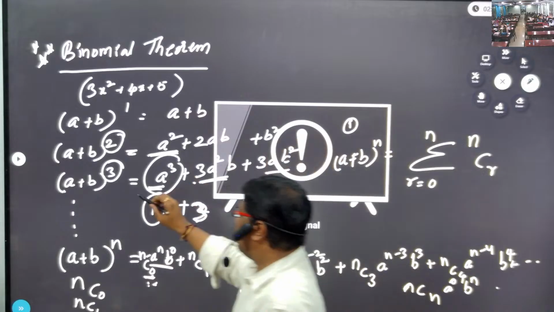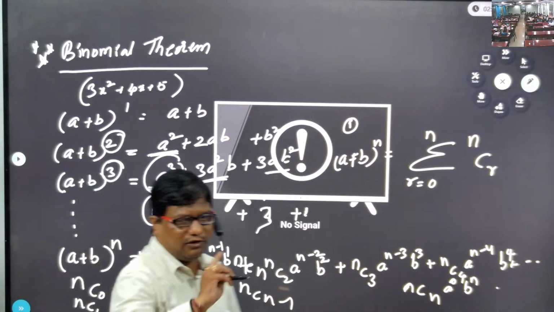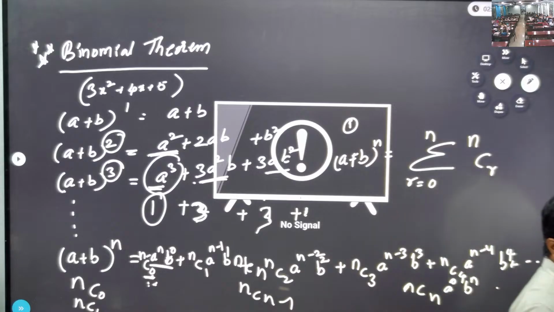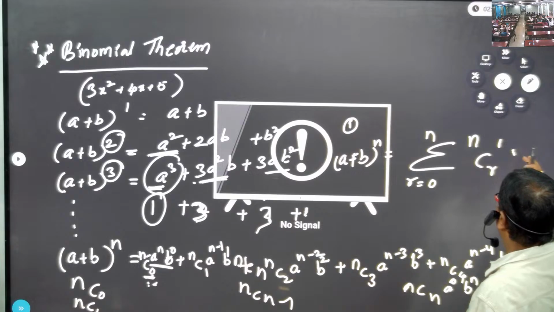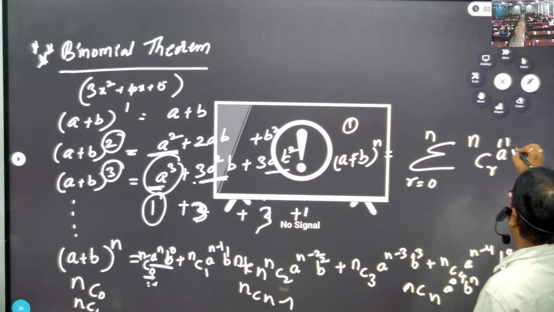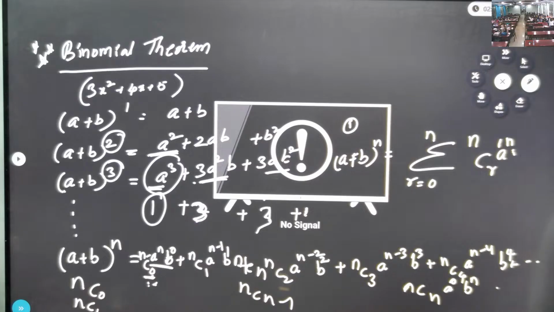So how is it decreasing? From the n value, or from somewhere else? If you are asked to write a plus b power 3, first you will write a cube, then a square, then a, then b cube. So how is it changing? From n. Okay, the a value is decreasing.